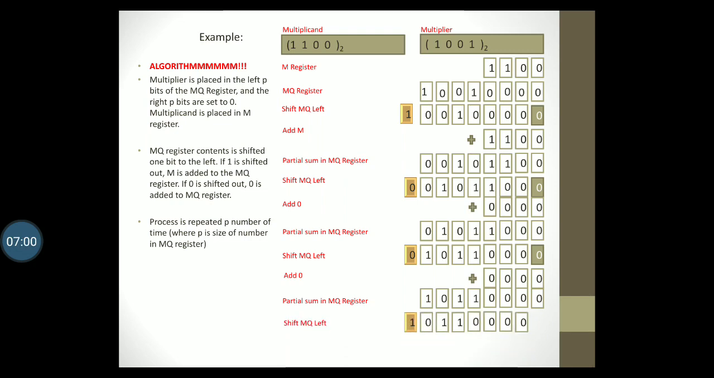Shifting MQ register 1 bit to the left. Replace the bit lost with a 0. Notice that you have shifted a 1 out, highlighted in a yellow cube. So as per step 2, we need to add M to MQ register. Recall that M contains the value 1100. So go ahead and add M to MQ. Calculate the sum. This completes the algorithm. The final product is in MQ register.